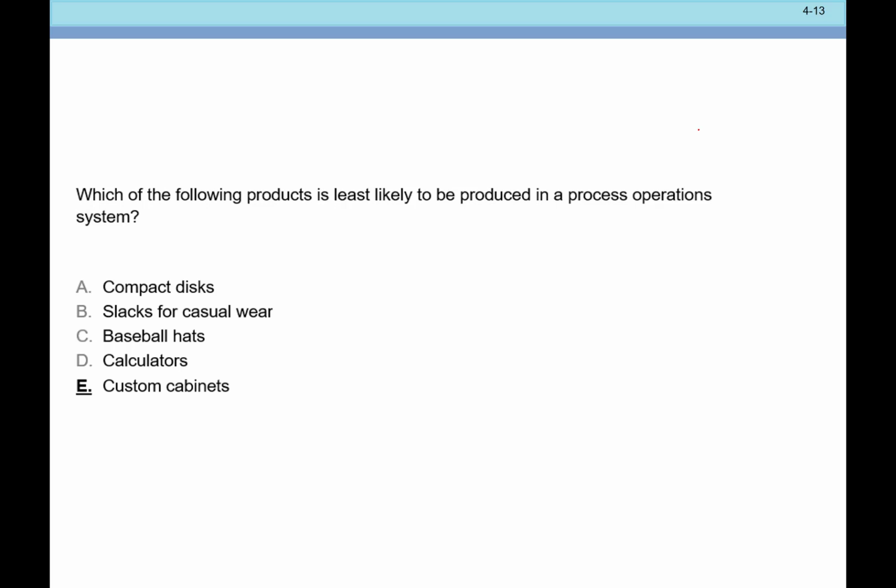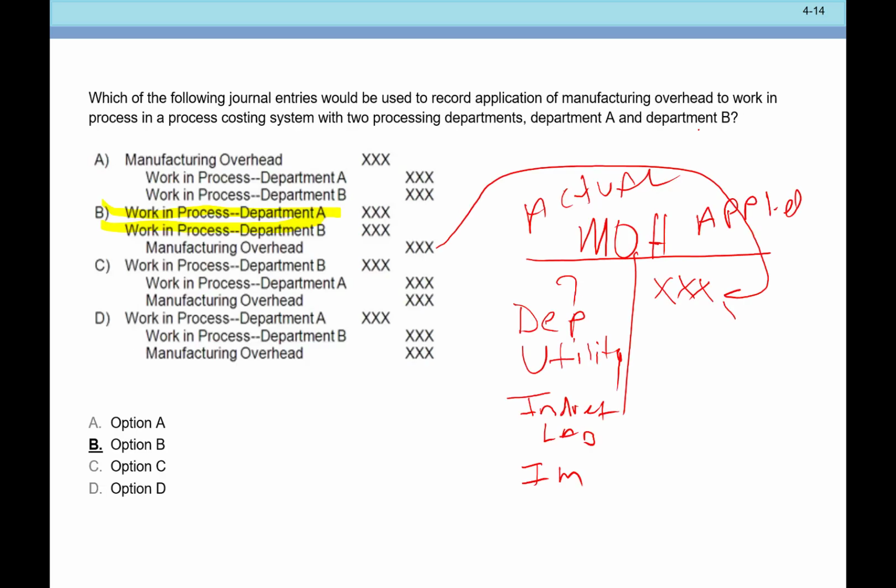Calculators, right? Can't tell one from the other. Custom cabinets, what? Some houses have nice cabinets, some have cheap cabinets. Small houses only need 2 cabinets. Big houses need 52 cabinets. So it's going to be different, right? Cabinets are going to be made custom order, and it says custom in there, all right? So custom means special, right? Okay, good. So you would not use process costing for that.